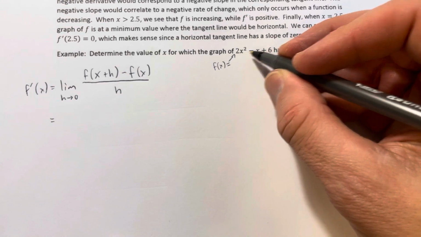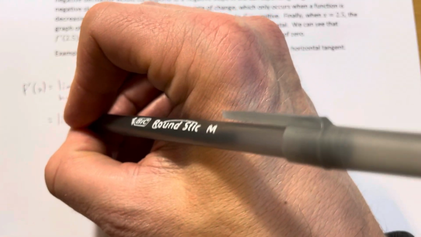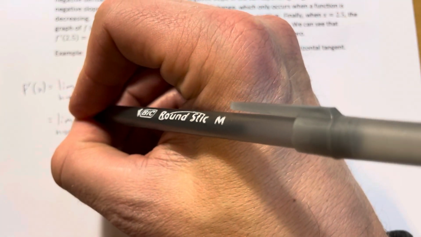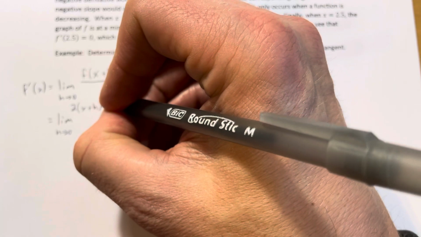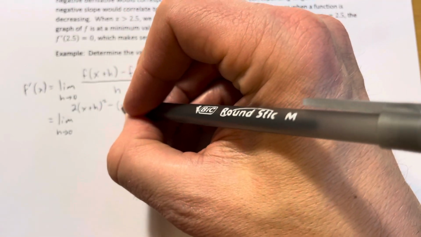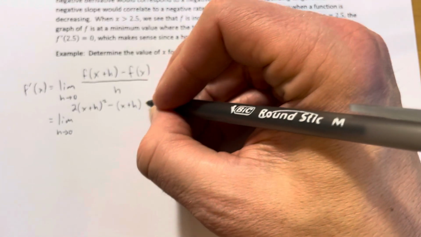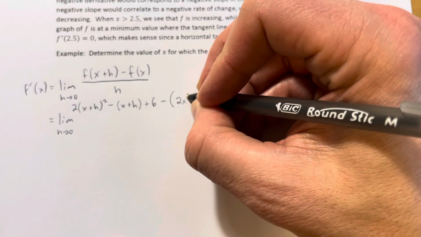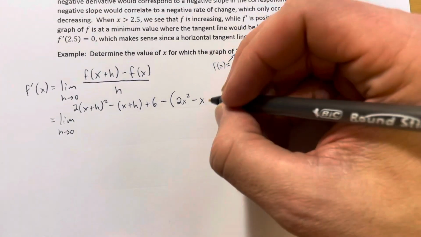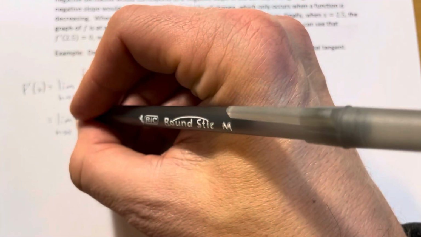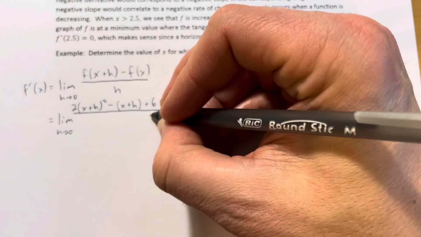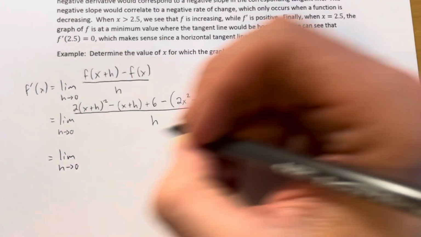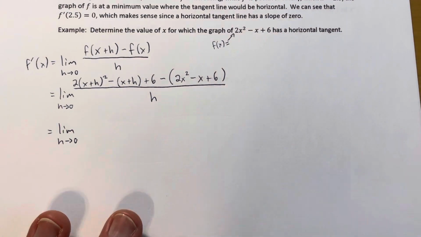So plugging x plus h in for all of the x's, I'm going to have this. Limit as h approaches 0 of 2 times x plus h squared minus x plus h plus 6 minus f of x. So again, put that in parentheses: 2x squared minus x plus 6. And that whole thing goes over h. Okay? By now, you've probably done this process enough times that you're probably getting somewhat quicker at it.